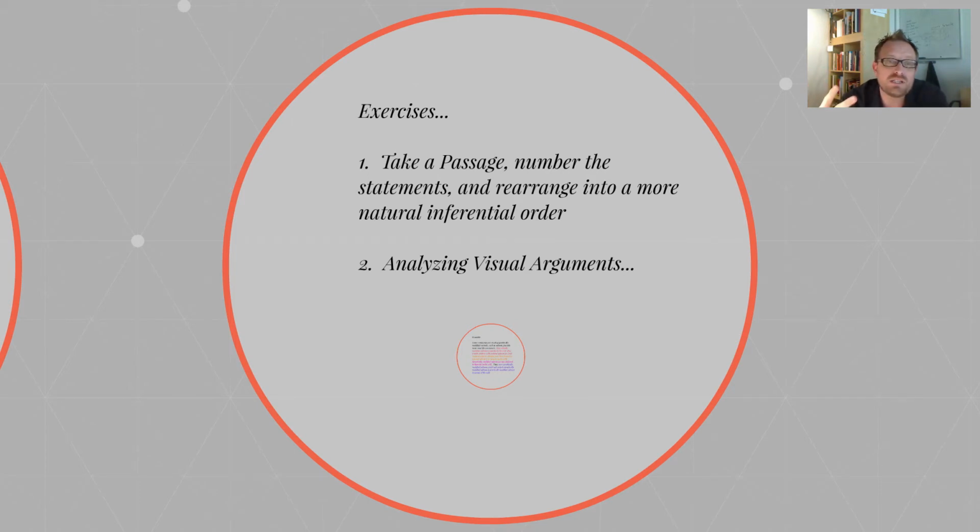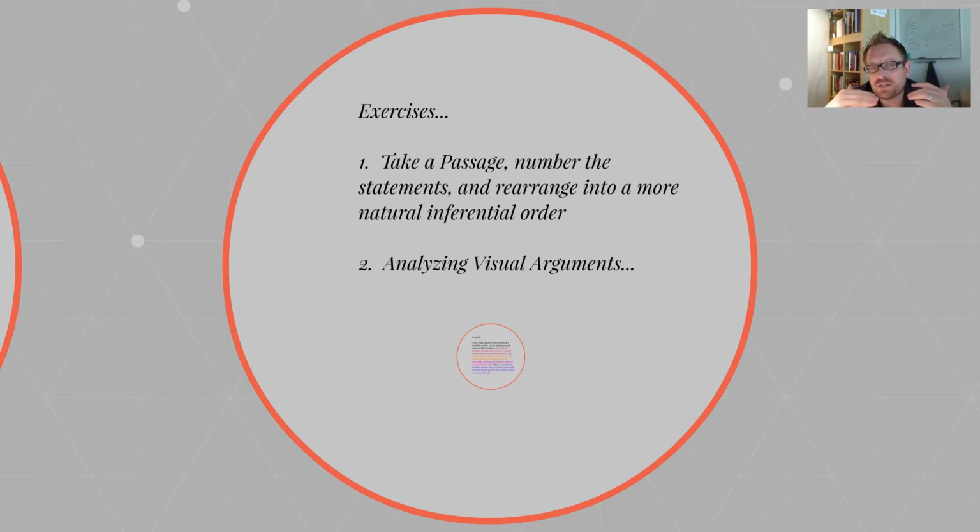Now, what is this exercise? It's to practice learning how the inferential link works among these different passages and different statements. What you're going to do is take a passage and number the statements in the passage. And then you're going to rearrange them into a more natural inferential order. Okay? And I'm going to do an example of this here in just a second.